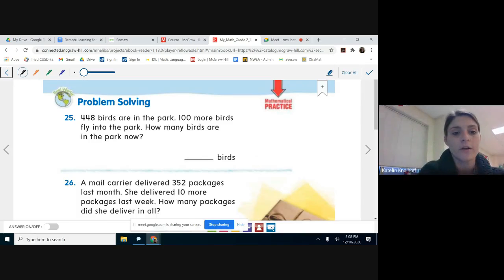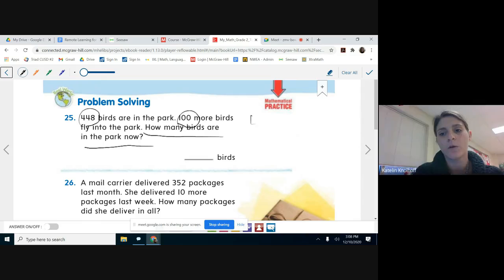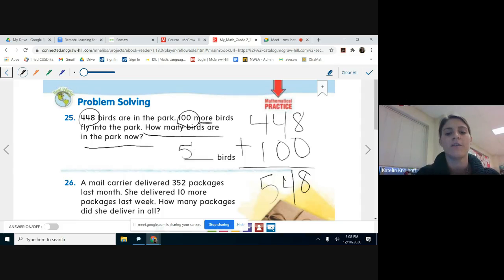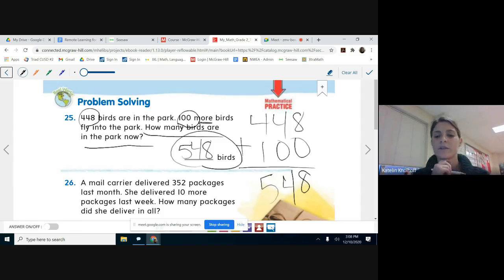448 birds are in the park. 100 more birds fly into the park. How many birds are in the park now? So we're going to take 448, and they added, because they told us more birds flew into the park. If you can mentally add it, great. If not, just add down. 8 plus 0 is 8, 4 plus 0 is 4, and 4 plus 1 is 5. So your answer is 548 birds.